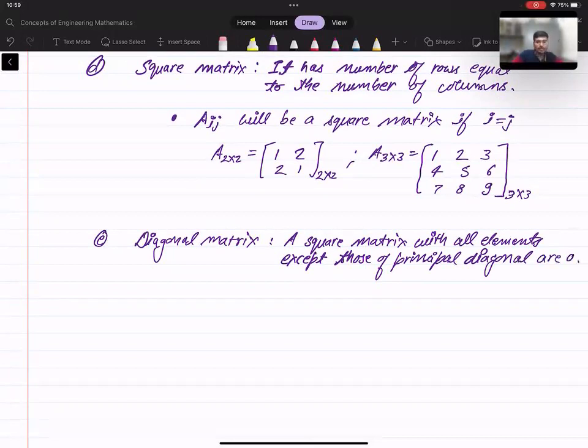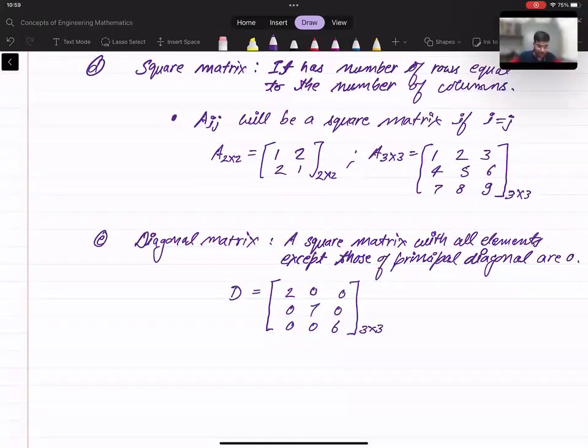Okay, so let us say we have a matrix D. Definitely it will be a square matrix. So say this is 2 7 6 and all other elements here are 0. So this is a 3 by 3 square matrix with all the elements except diagonal ones as 0. You can see here that the diagonal elements here are non-zero only, and all other elements are 0. So this is a diagonal matrix.